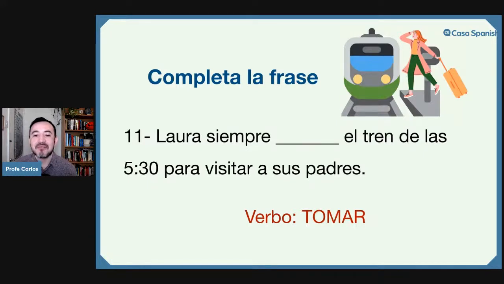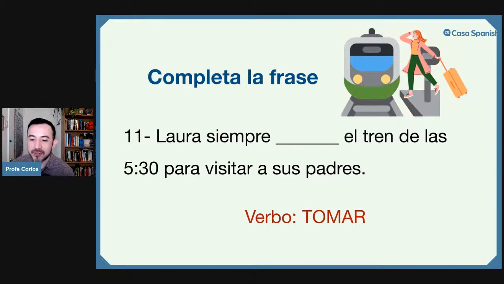Completa la frase. Laura siempre el tren de las 5:30 para visitar a sus padres. So here, how do we conjugate that verb? We have the verb in infinitive, and we're talking about imperfect.